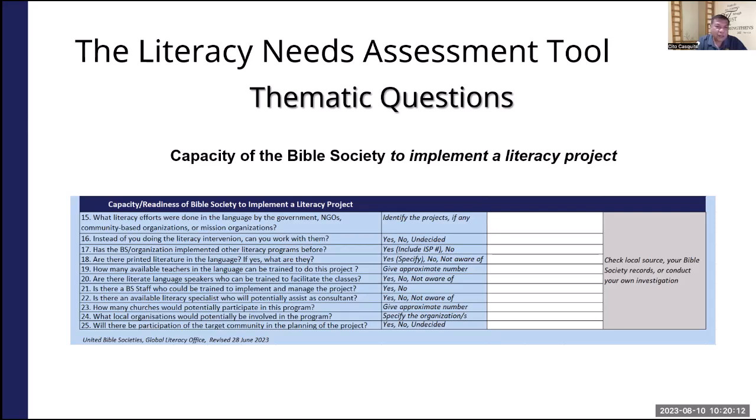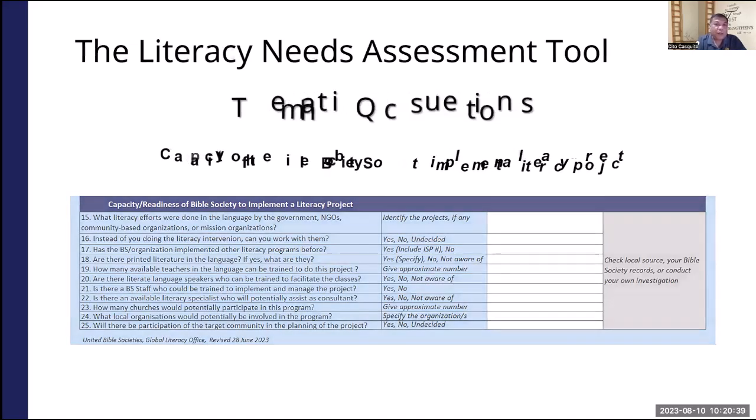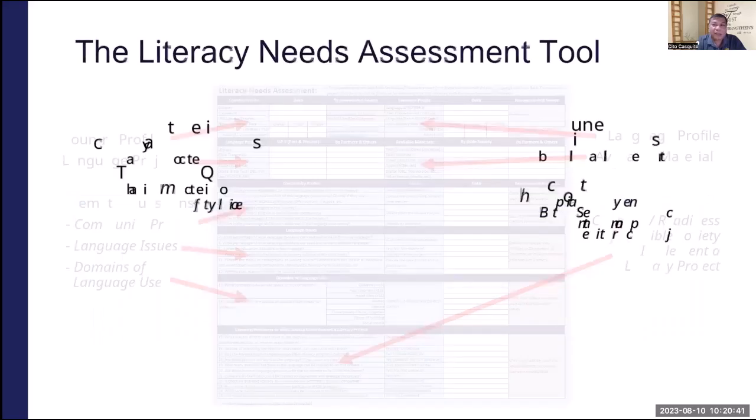So the questions are listed here as well. And then the second column is the guide on how to answer the questions. The third column is where they place their answers. And the fourth column is the recommended source. If they cannot find it in the database, they can check with their local source or with the Bible Society itself, or in other resources that they can find in the language or in the country. So again, this is how it looks.